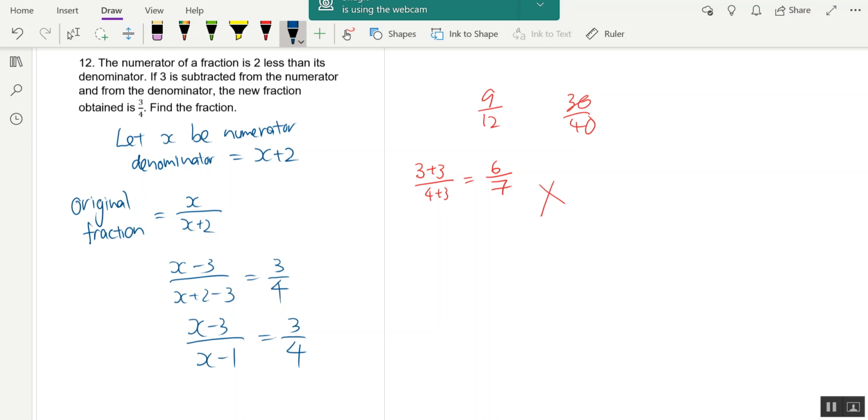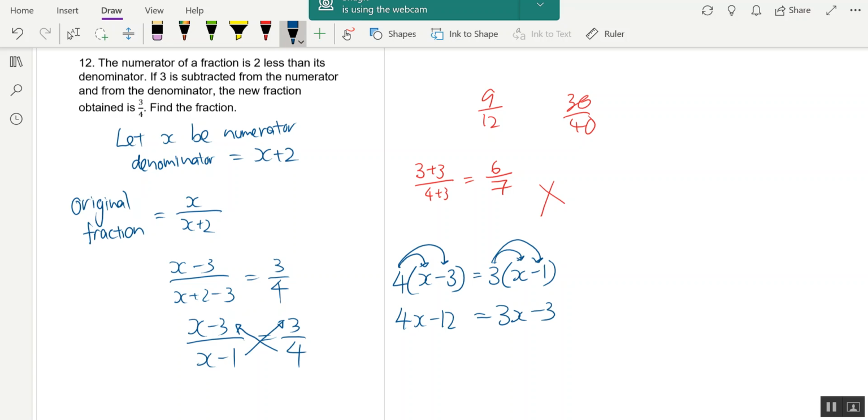At this point of time, again, we can do this cross multiply method. The 4 goes to him, the x minus 1 goes to him. 4 bracket x minus 3 is equal to 3 bracket x minus 1. Then now do your algebraic expansion. 4x minus 12 is equal to 3x minus 3. Now 4x is bigger on the left side, so I bring the algebra on the left side. 4x minus 3x equals to negative 3 plus 12, so x is equal to 9.